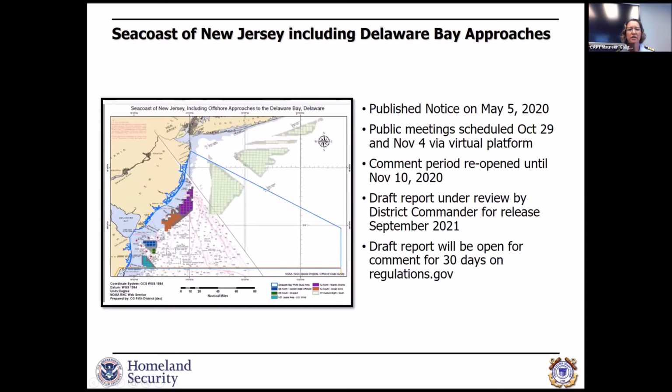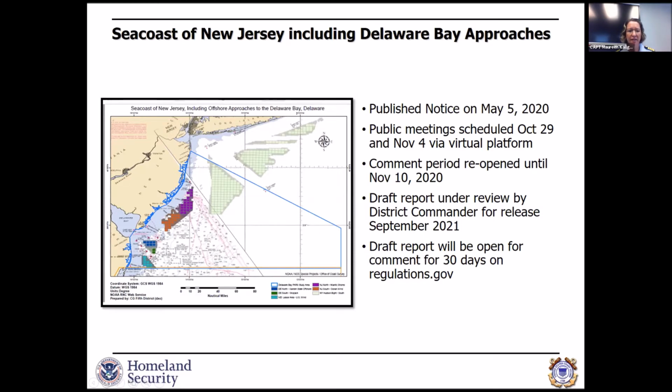So the Seacoast of New Jersey, including the approaches to the Delaware Bay, is the northernmost port access route study in the 5th Coast Guard District. And that boundary line at the top of the screen in the chart is the 5th and 1st Coast Guard District boundary. So you'll see there's some overlap in the approaches to New York and New Jersey. You'll see on this slide the timeline for the port access route study.